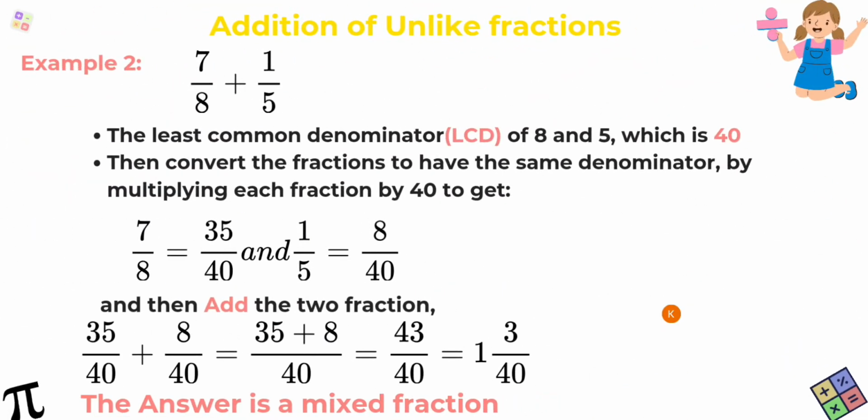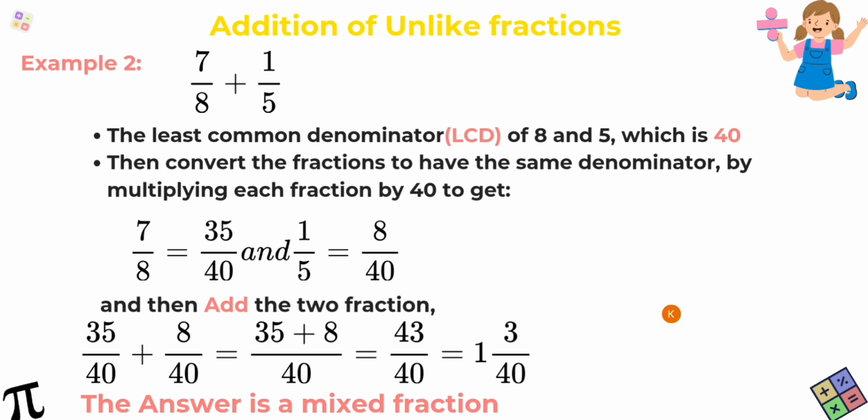Addition of unlike fraction. Just like the way we solved the first one, we are given this problem: 7 over 8 plus 1 over 5. We take the least common denominator of the fractions and we have 40. We will divide the lowest common denominator by the denominator and multiply by the numerator respectively. And we have 35 over 40 and 8 over 40.